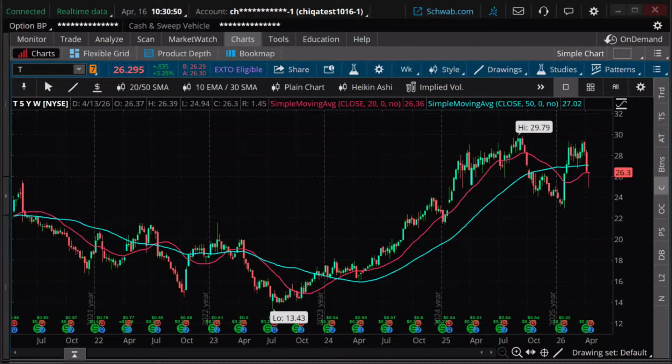There is a script, and the script you can add to your Thinkorswim charts if you like. I'm going to share the script with you. I'm going to share it in the chat.